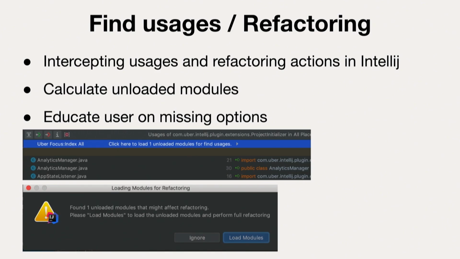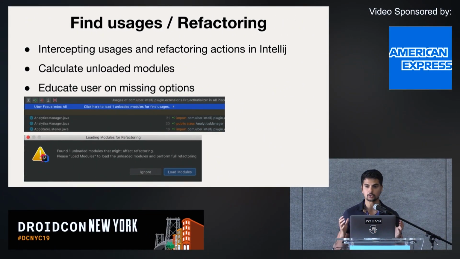For example, if you do a find usages, we actually do say, hey, the class you're trying to find or the method you're trying to find is actually being used in some other modules that still haven't been loaded. And then we give the option for the engineer to click on that option and have that module loaded in addition to the entire graph that's already there. So with this approach, we can now get the existing behavior for people that want to do mass migrations.